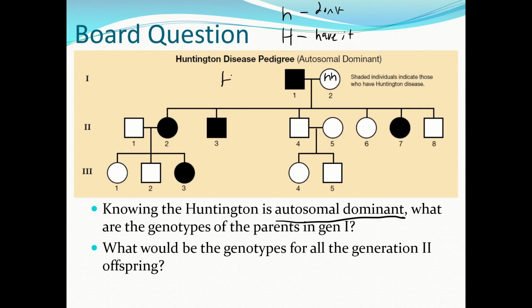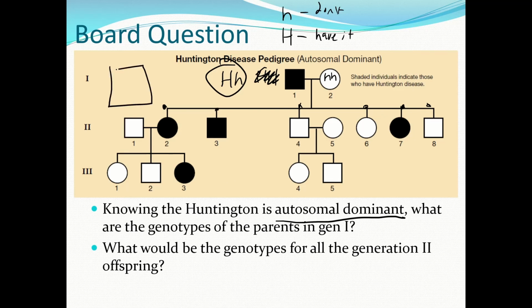So this one is big H, little h, or big H, big H, and we have to look at the kids to see what's more likely. Big H, big H would pass the dominant allele to each one of their kids, so every kid would have to have it. But they had 1, 2, 3, 4, 5, 6 offspring and 50% of them have it. So it's going to be heterozygous.